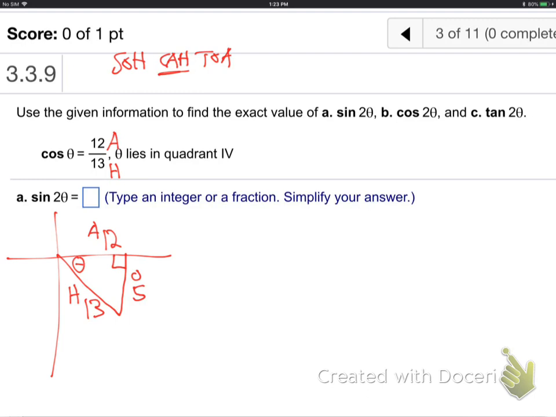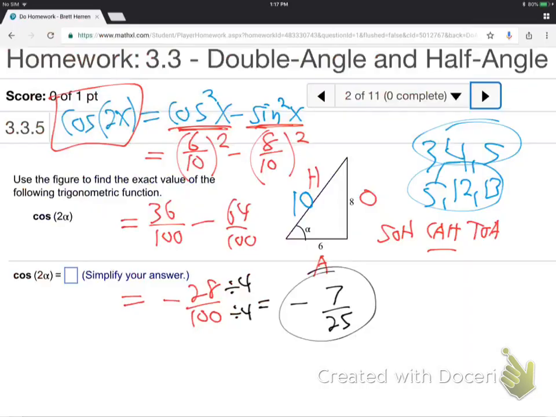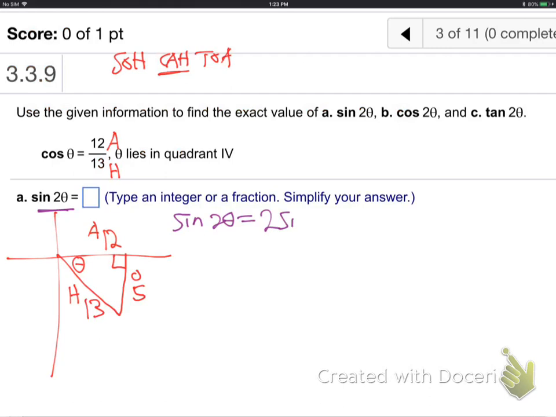Now, what are we supposed to do from here? Well, it's asking me for the sine of 2 theta. What's the formula for sine 2 theta? Well, that's the new one for today. Here it is. Sine 2 theta is 2 sine cosine. Right? See the pattern again. Sine of double an angle is 2 times sine of regular theta times cosine of regular theta. So let's go do that. 2 sine of regular theta cosine of regular theta.